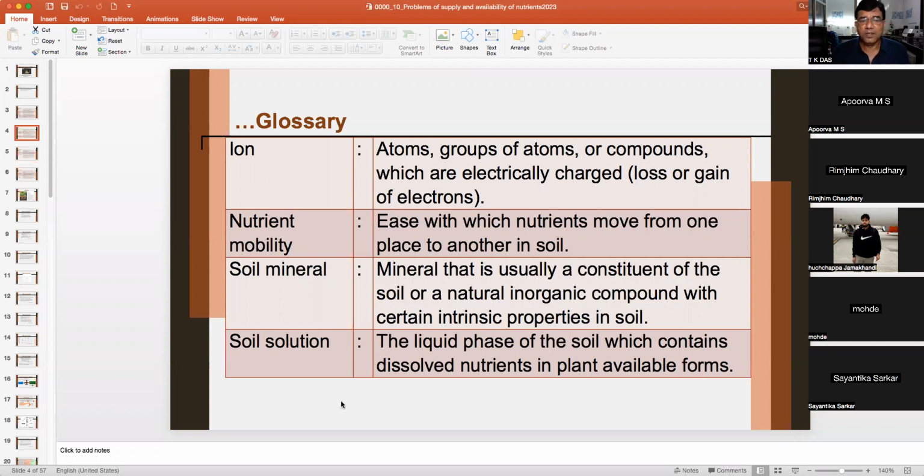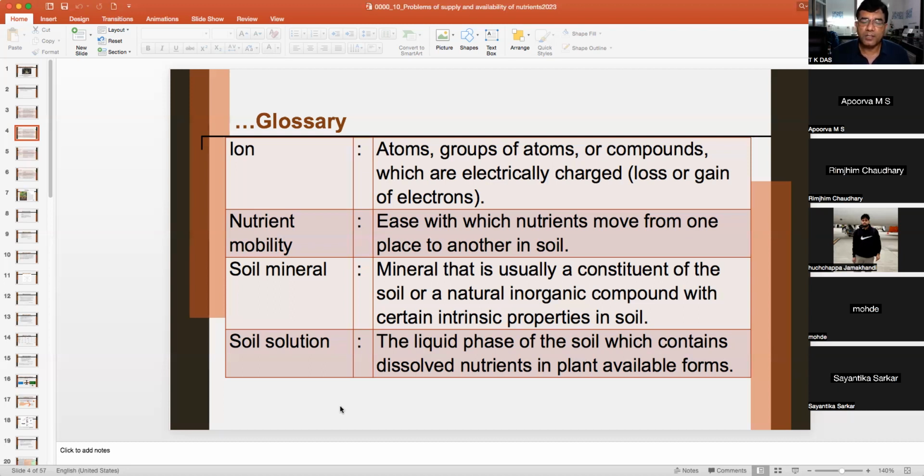All right. Now we go to soil solution. What is soil solution? The liquid phase of the soil which contains dissolved nutrients in plant available forms. So it is a liquid phase in the soil. It contains dissolved nutrients in plant available forms.